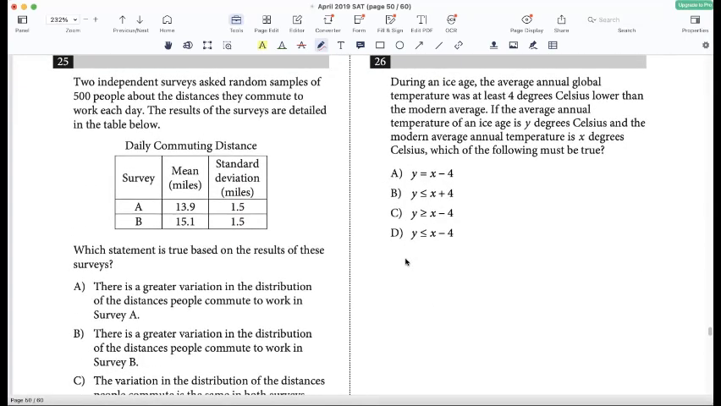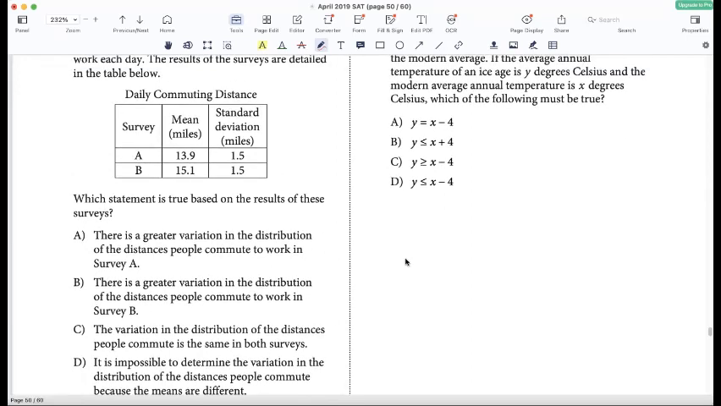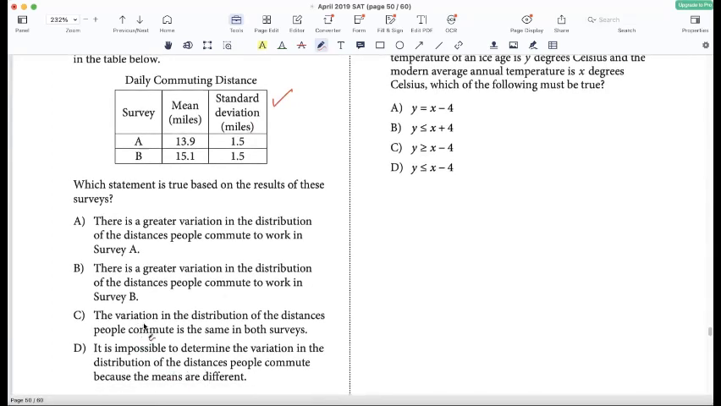Two independent surveys asked random samples of 500 people about the distances they commute to work each day. The results of the surveys are detailed here. Which statement is true based on the results? So you have different means for the commuting distance for A and B, but the standard deviation is the same. There is a greater variation in the distribution of the distances. No, the variation in the distribution of the distances is the same because that's what standard deviation calculates, the deviation from the mean. The variation in the distribution of the distances is the same in both surveys.